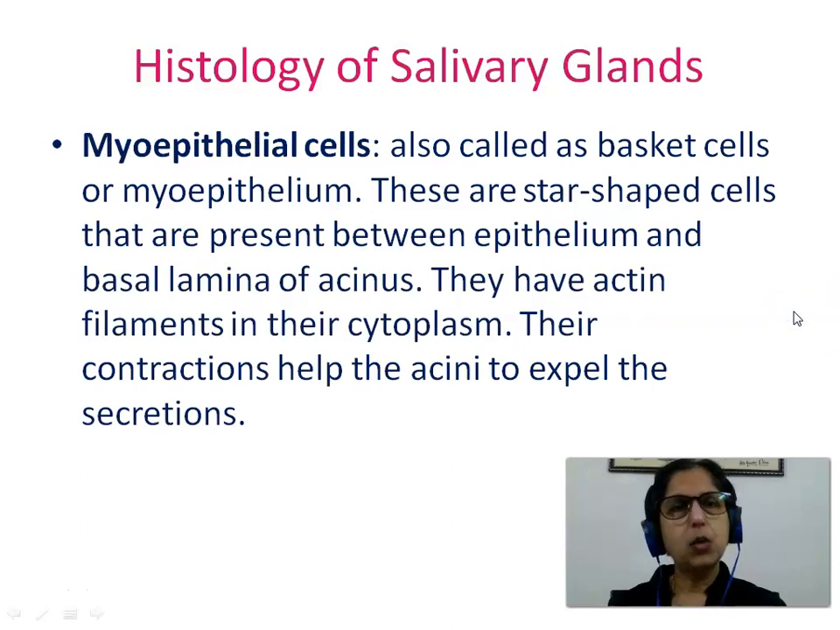We now go on to study the myoepithelial cells. These are also called basket cells or myoepithelium. These are star-shaped cells that are present between the epithelium and basal lamina of an acinus. They have actin filaments in their cytoplasm. Their contractions help the acini to expel their secretions.